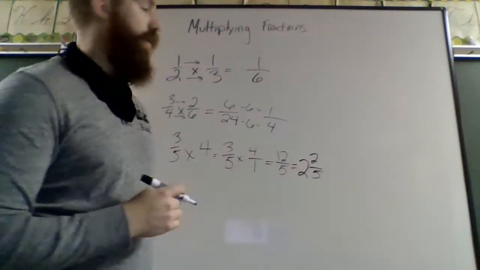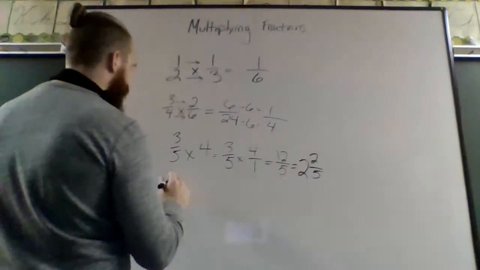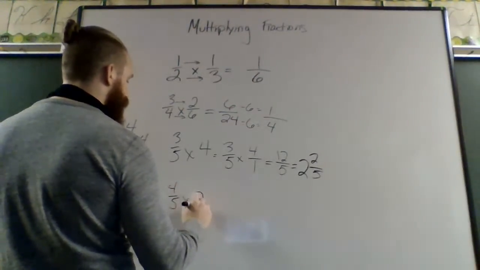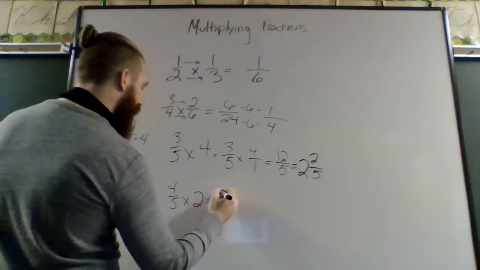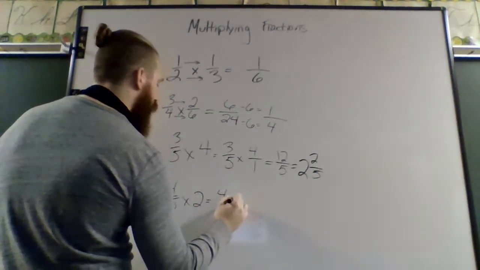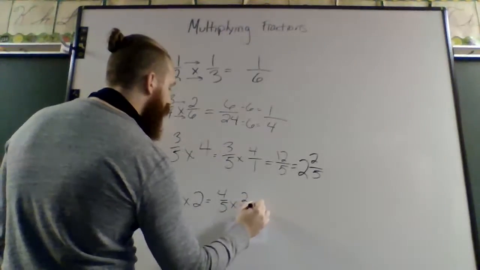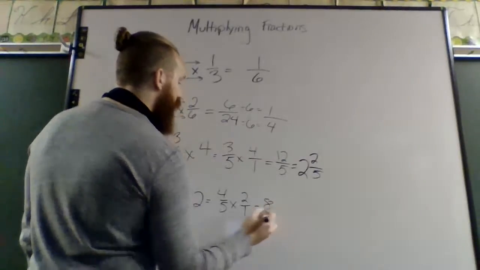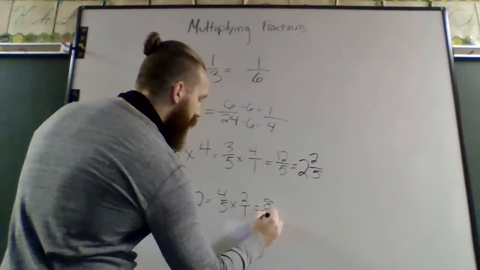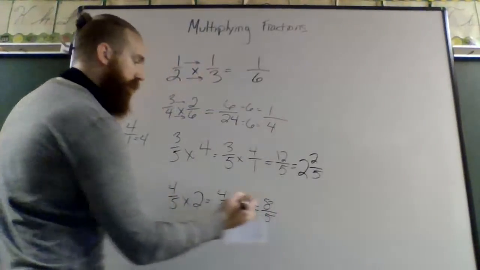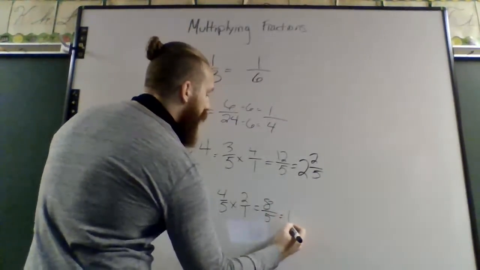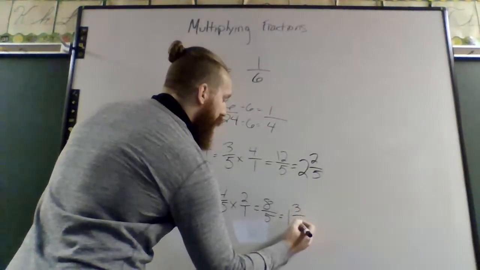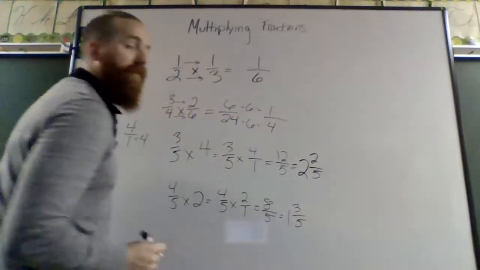Okay? We'll try one more like this. Let's say we have 4/5 times 2. Okay? Same thing. We take 4/5, multiply it by 2/1. We would end up with 8. 5 times 1 is 5. And then we have to simplify. This would equal 1, because 5 goes into 8 one time, with 3 left over. And your denominator would stay the same as 5.